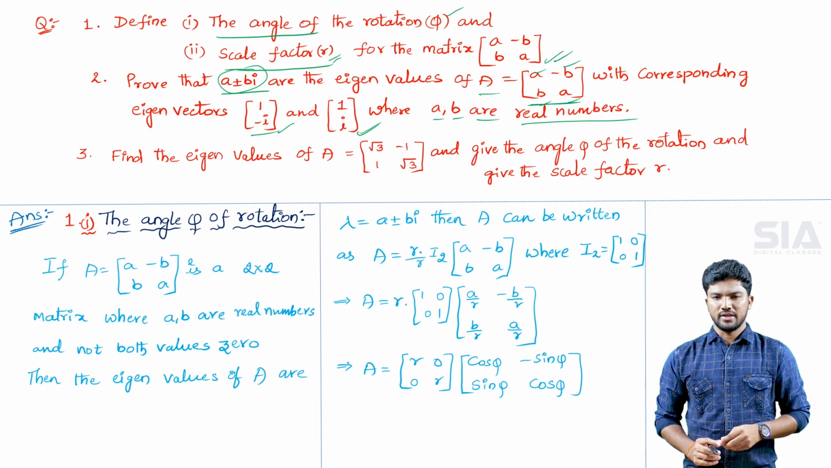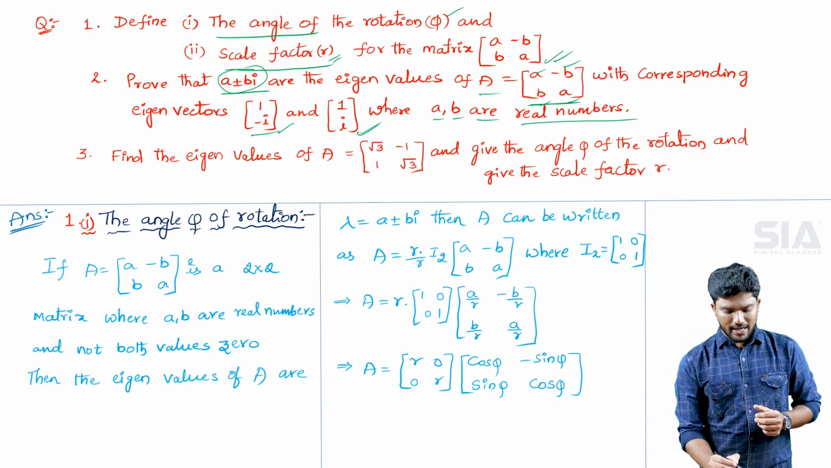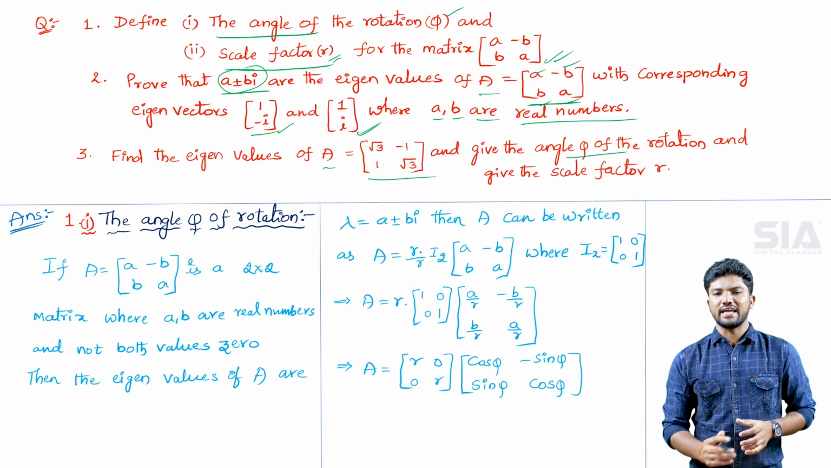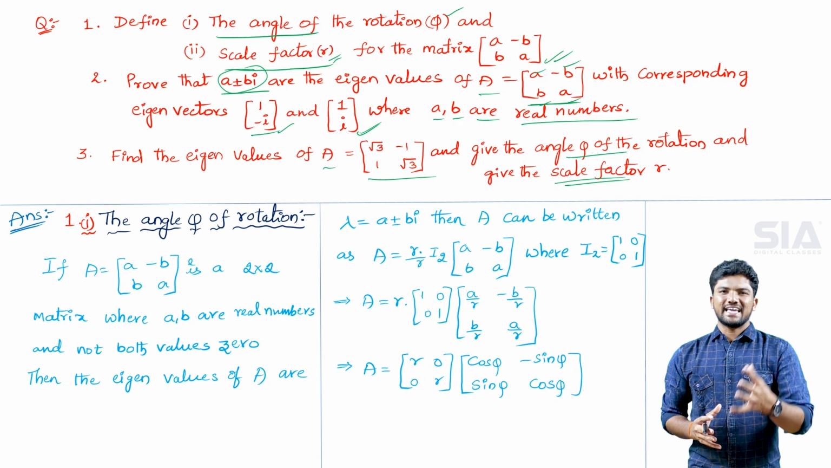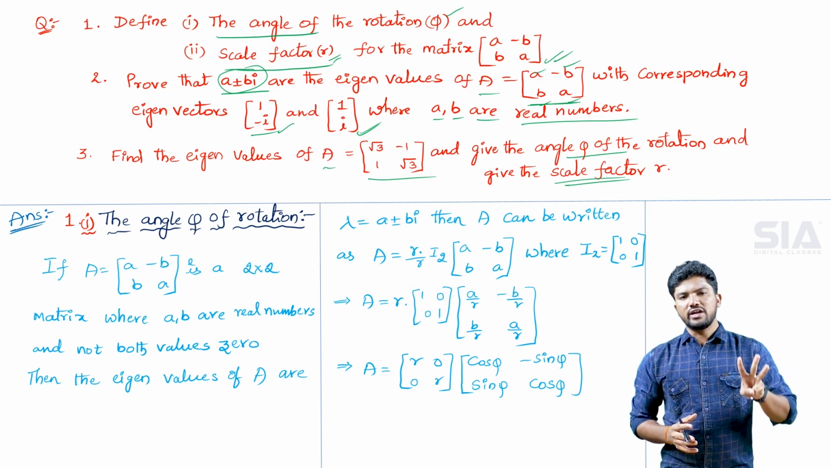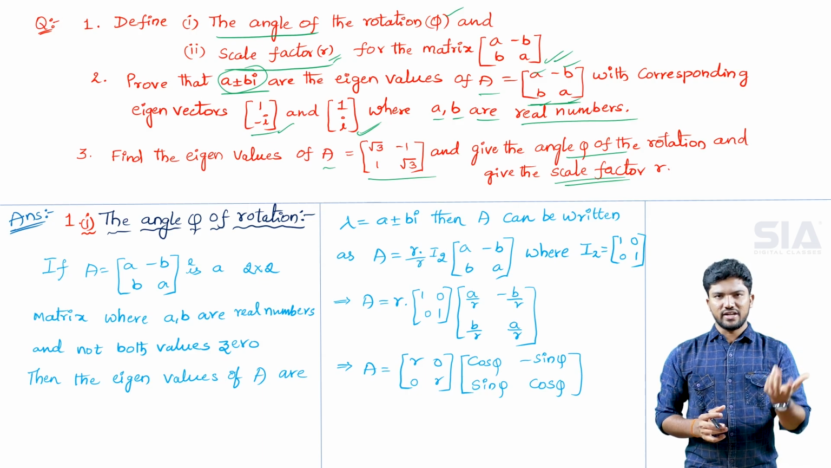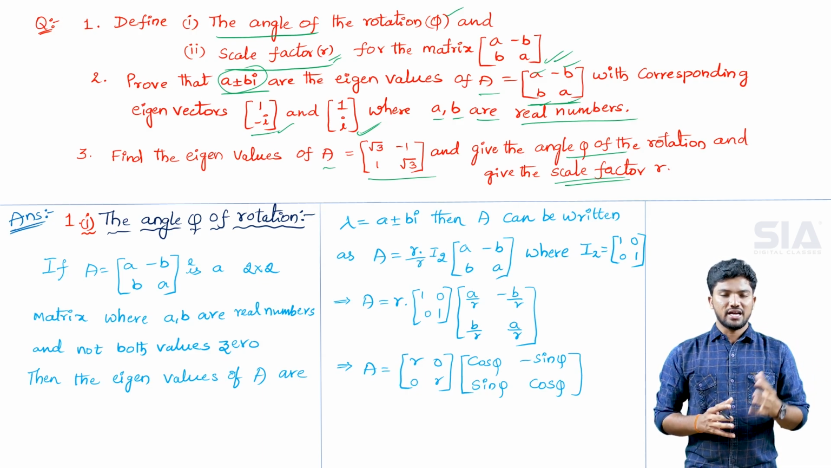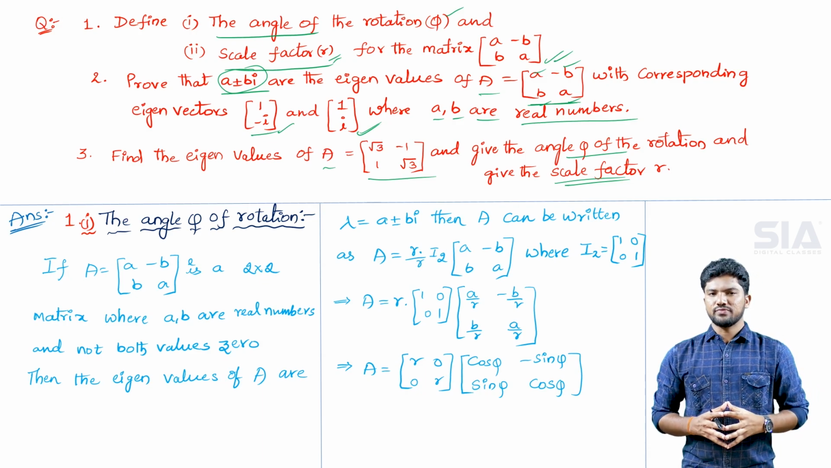The third question is: find the eigenvalues of the given matrix capital A = [root 3, -1; 1, root 3], and give the angle of rotation and find the value of the scale factor. Okay, in this lecture we are going to discuss three problems. In the first problem, we are going to discuss the definitions. In the second problem, we are going to show the complex eigenvectors, and in the third problem, we are going to discuss the scale factor and angle of rotation.